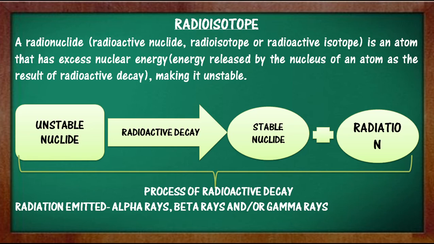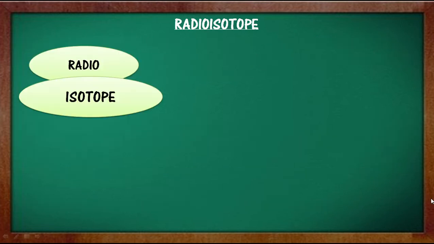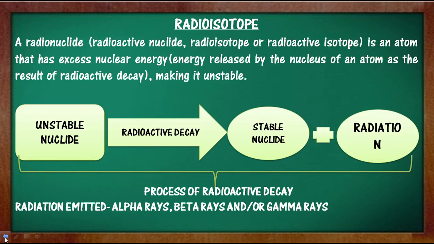So a radionuclide is nothing but an atom that has excess nuclear energy. Here that excess is the amount of neutrons present in the nucleus. That's why the radionuclide is unstable. To become stable, it undergoes a process called radioactive decay. After that, it releases some radiation. It can be alpha, beta or gamma rays depending on the radionuclide which is undergoing radioactive decay.